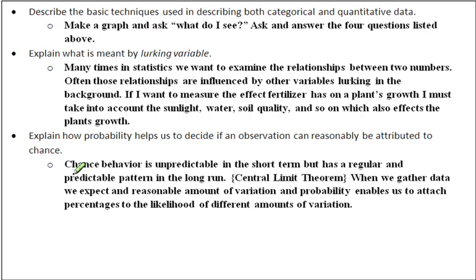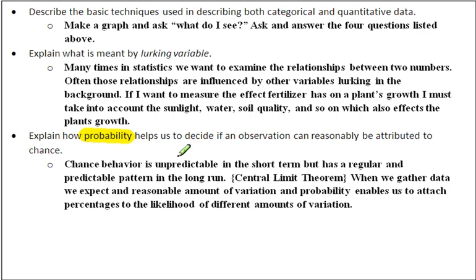All right, so we left off right here. Explain how probability helps us. Basically, random means that in the short term, if I flip a coin one time, I don't know whether I'm going to get heads or tails. But if I flip this coin 100 times, I'm going to expect pretty close to 50 heads and 50 tails. If I do it 1,000 times, I'm going to expect pretty close to 500 heads and 500 tails. Now, it probably won't be exact. It might be 497 and 503 or something like that. I expect a certain amount of variation.